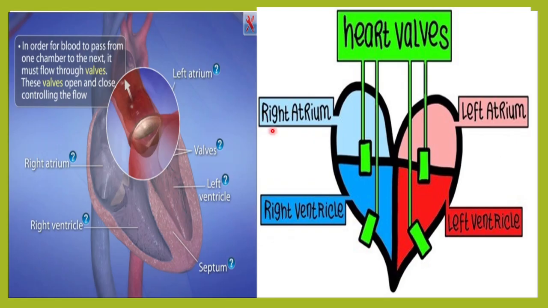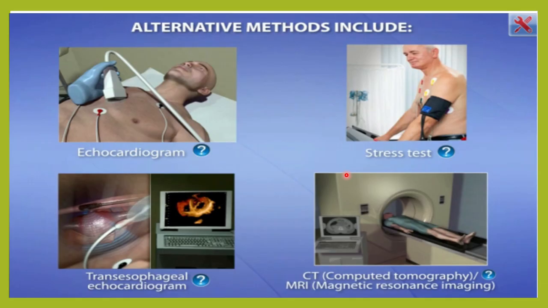Here you can see this is the cut section of the heart, and these are the chambers of the heart, and these are the valves which allow the blood to flow in a particular direction. They control the blood flow.